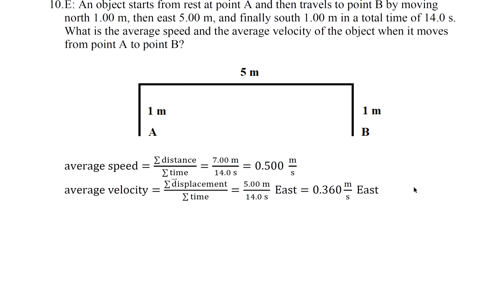So you can see the average speed, the total distance is 7 meters. The average velocity, the total displacement is 5 meters. Because the displacement, we only care about the beginning position and the final position. For distance, we care about the total distance taken. And you can see average speed doesn't have a direction. Average velocity does have a direction.